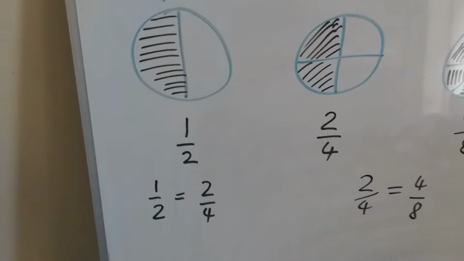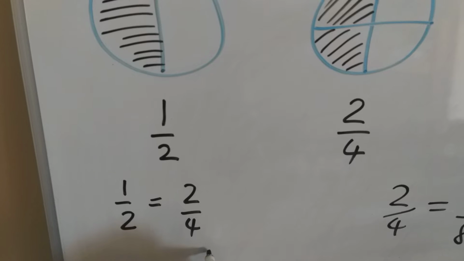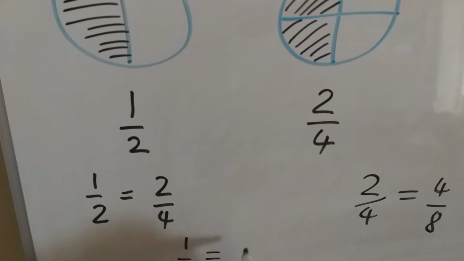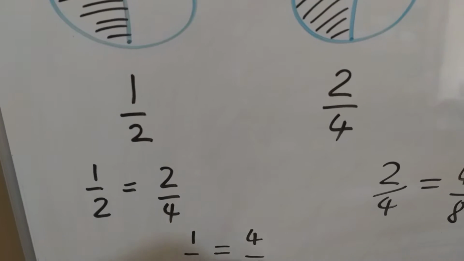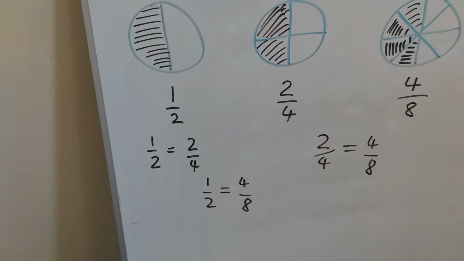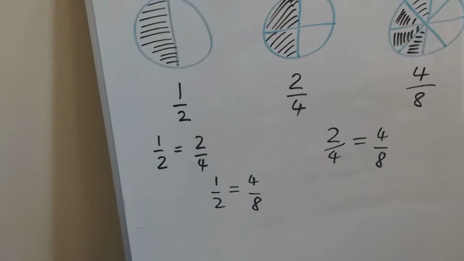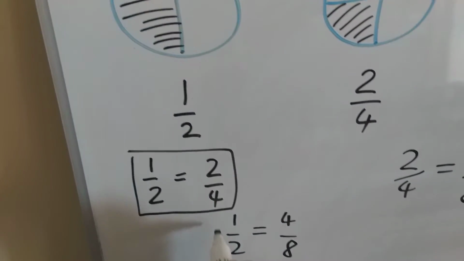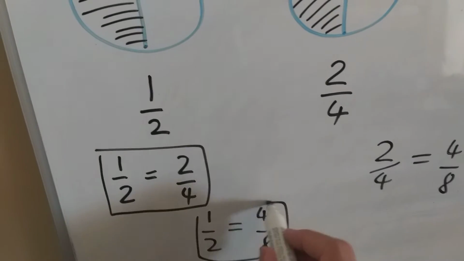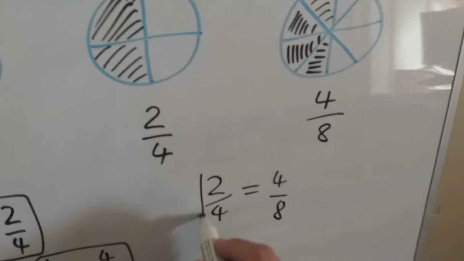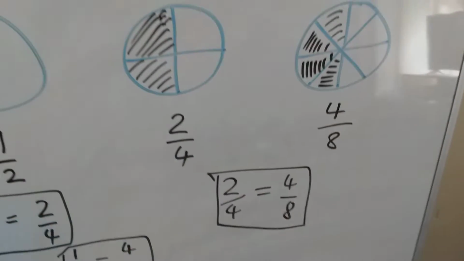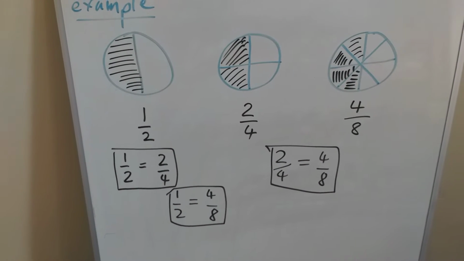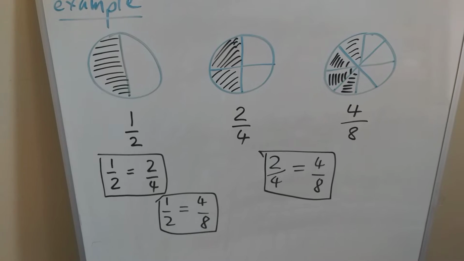And also, half is equal to 4/8. So all of them are equal fractions. Half is equal to 2 quarters, half is equal to 4 over 8, and 2 quarters is equal to 4 over 8. They're all equal fractions because they have the same value.